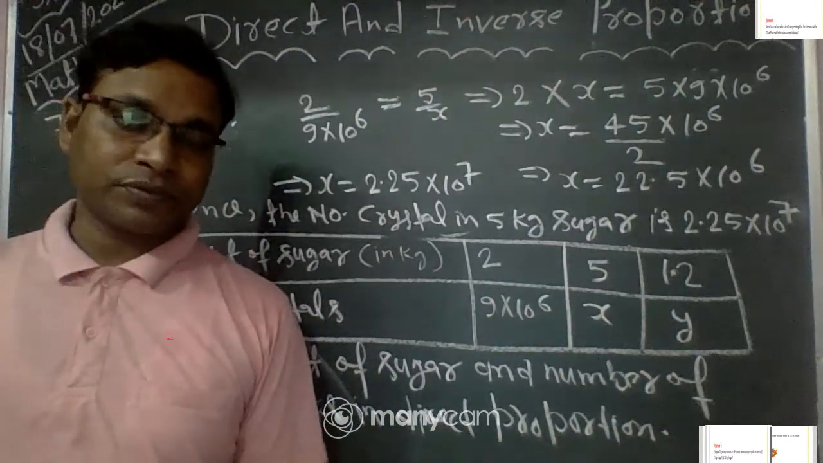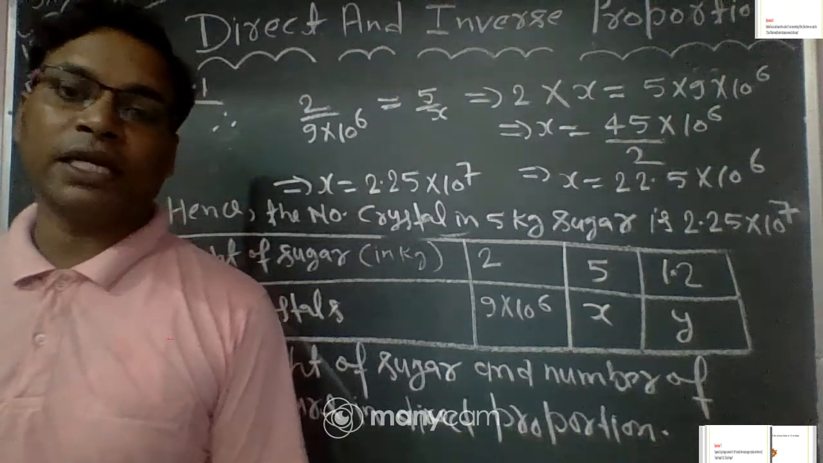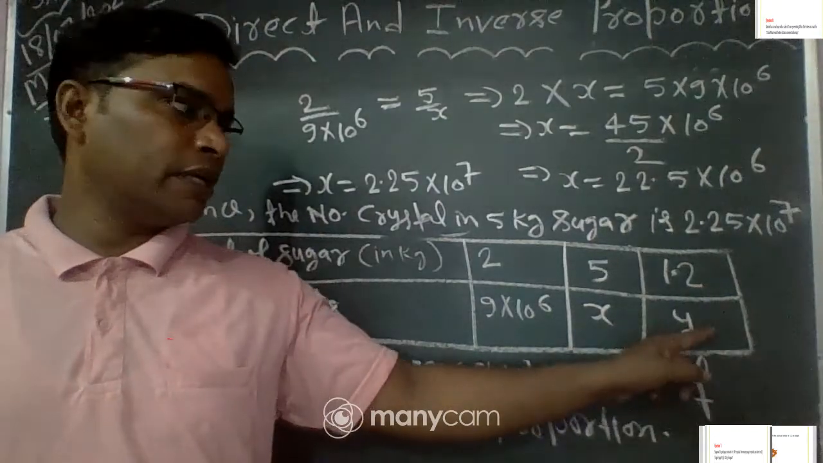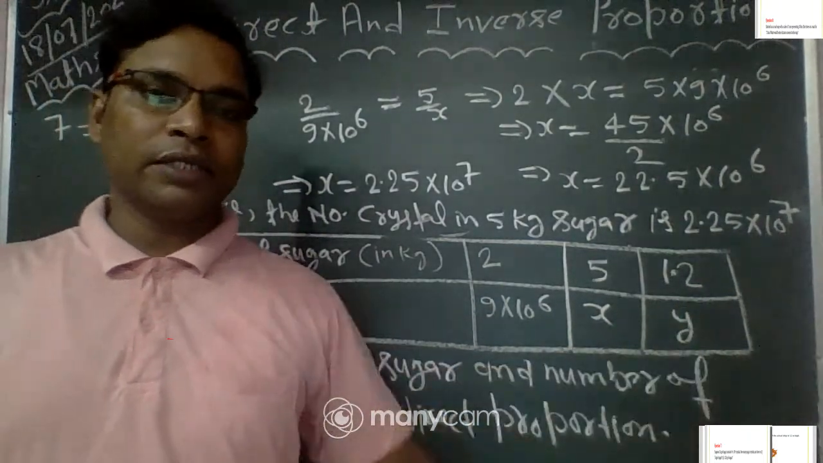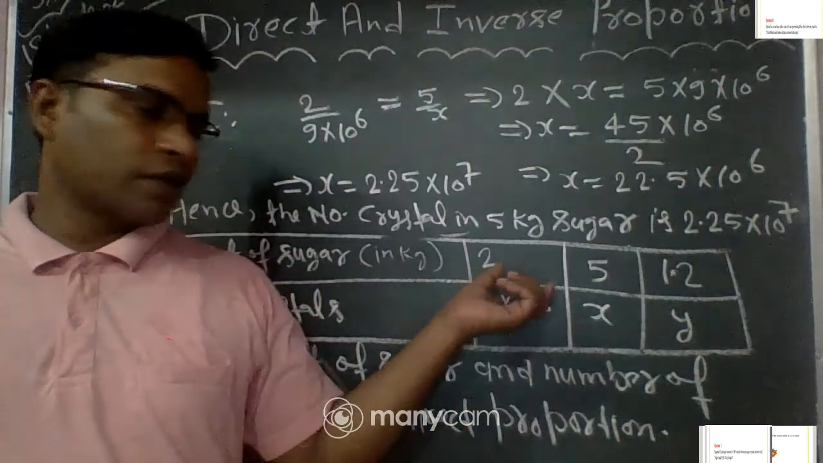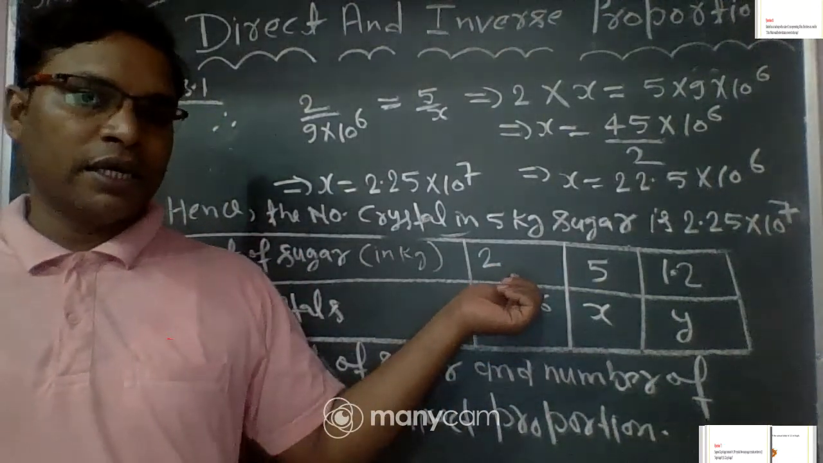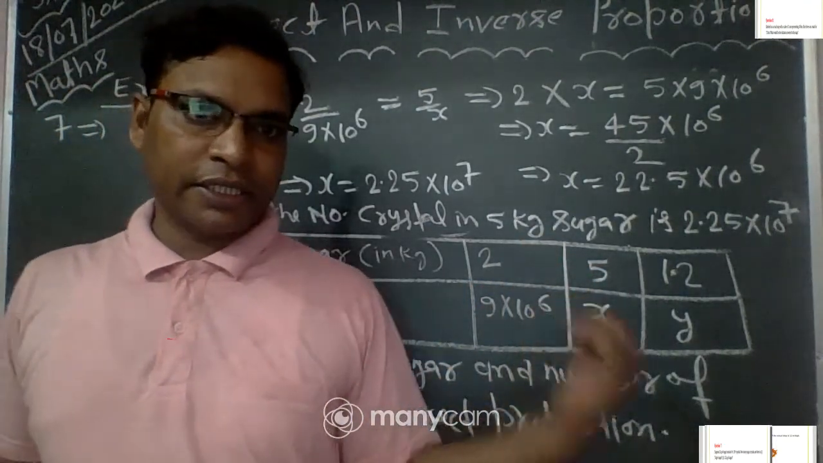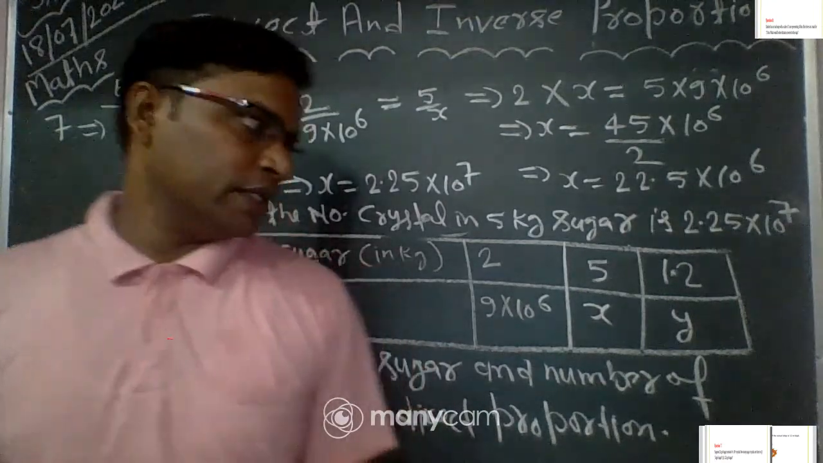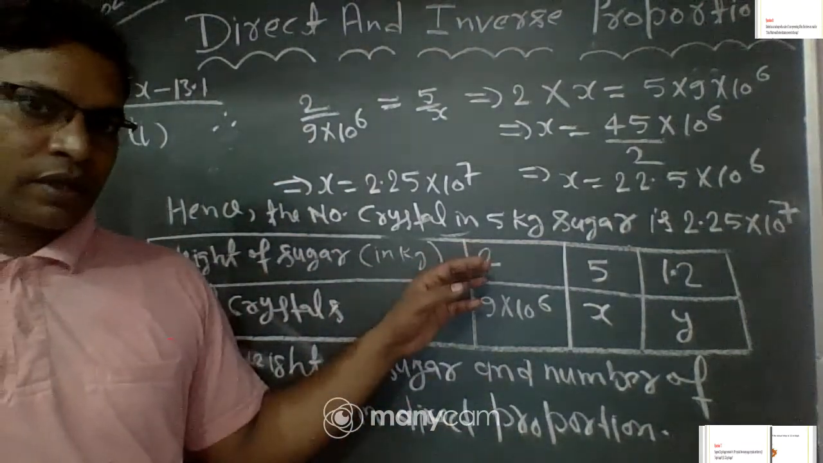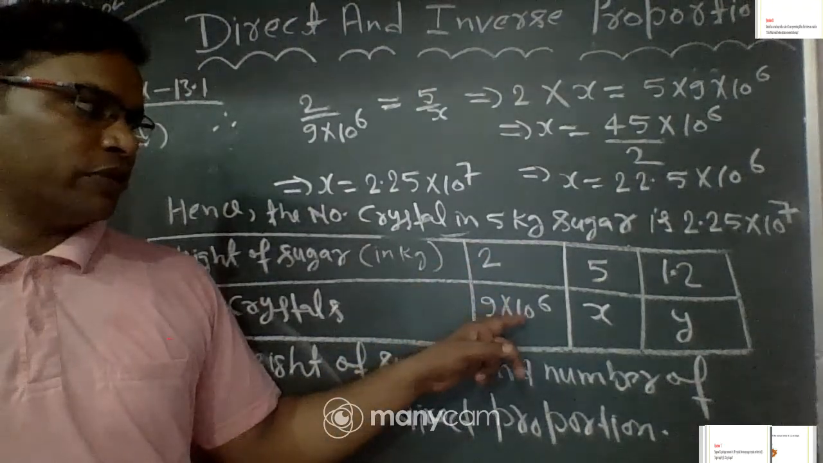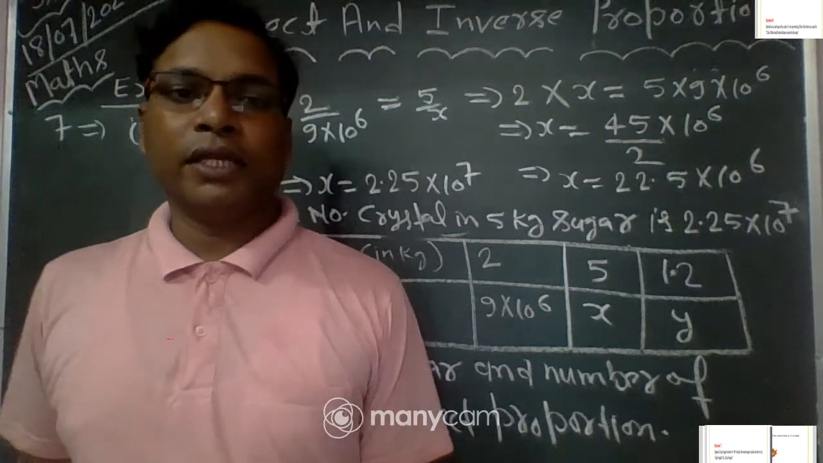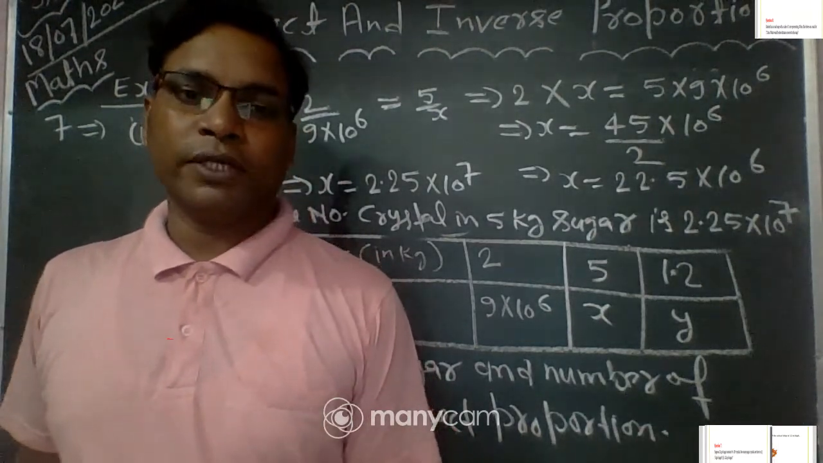So next, we find the number of sugar crystals in 1.2 kg sugar. So you can see here 1.2. We let the number of sugar crystals be y. Okay, and just as we discussed, they are in direct proportion, because when one quantity increases, the other quantity also increases. So you can write 2 by 9 into 10 power 6 is equal to 1.2 by y, and we solve this and we will find the number of sugar crystals in 1.2 kg sugar.